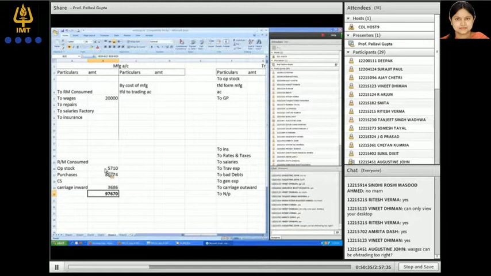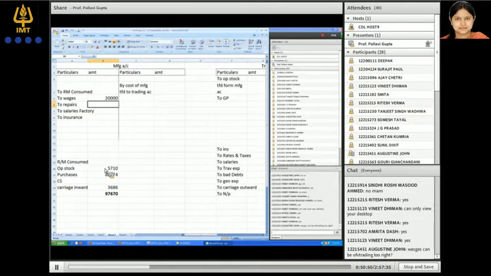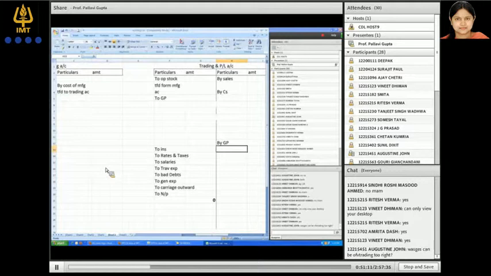Repairs. They have not given anything, whether it is related to the plant and machinery or to the administrative building. You are free to assume whatever you want. Let us assume it is the repairs of plant and machinery. So, to repairs in manufacturing account. Salaries, factory. Factory is manufacturing account. Salaries general. Salaries general would be a part of the profit and loss account. To salaries general in the profit and loss account.